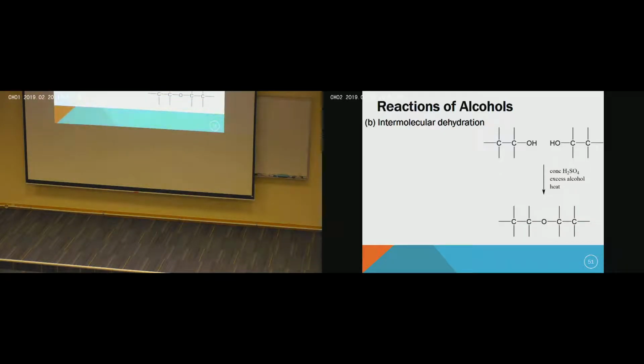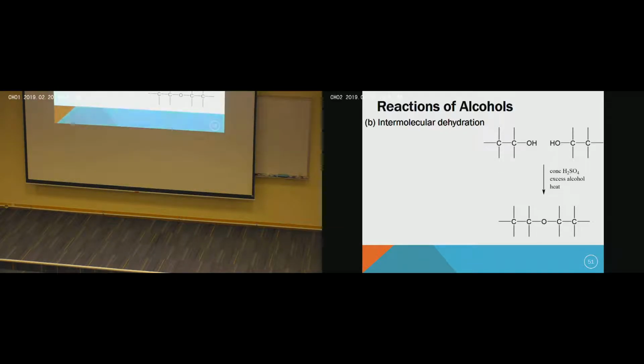Okay, the next slide, I think this is where she ended, talking about ether formation. So, if you have two alcohol molecules side by side in the presence of excess sulfuric acid and heat, it will be an intermolecular reaction whereby one OH will provide the OH, the other alcohol molecule will provide the H to remove water as well, and you get that molecule at the bottom.